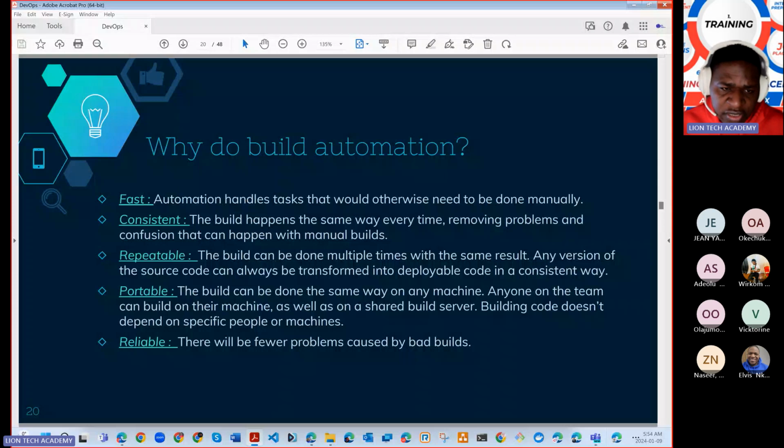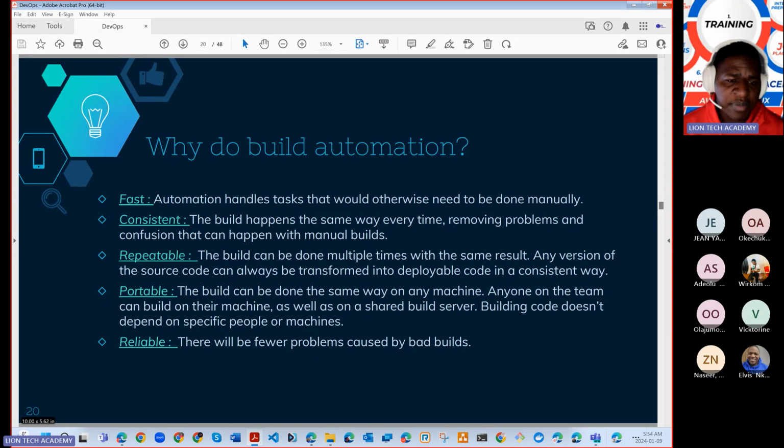What are the advantages? The first advantage is fast. Automation handles tasks that would otherwise need to be done manually. So this is the way automation works. If we set up an automation system, everything is linked to what we call the source code. So the build is triggered each time there is a change in the source code. It automatically builds for you, as opposed to having to do it manually.